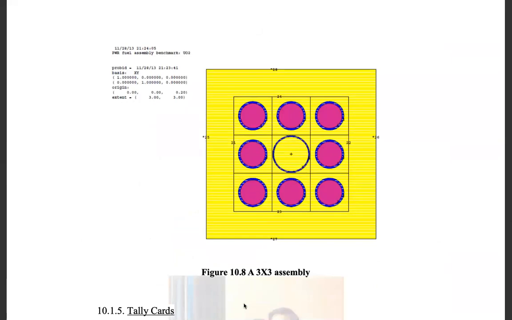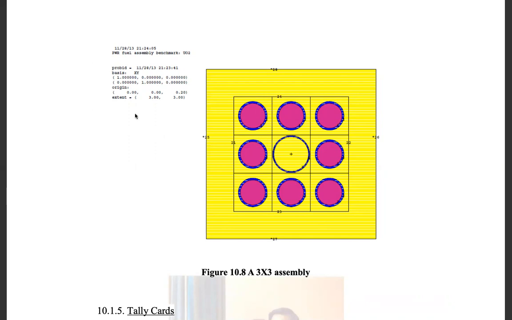Here's another example where I've got a 3 by 3 assembly. Before you start working with a full PWR 17 by 17, it's a good idea to start small. What I did when I was a graduate student, I started small, and we used to design something like a 3 by 3 assembly with a central control rod. And if you look at this, this is where you learn how to prepare your geometry.